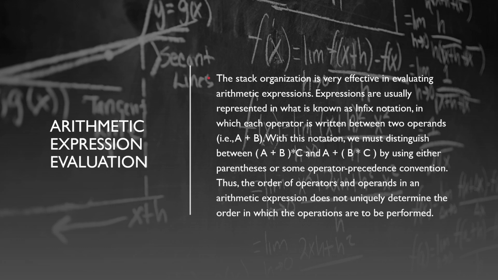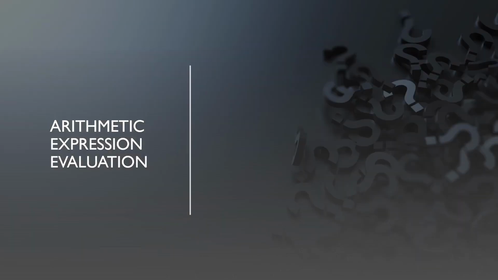With this notation, we must distinguish between a plus b multiplied by c and a plus b multiplied by c by using either parentheses or some operator precedence convention. Thus, the order of operators and operands in an arithmetic expression does not uniquely determine the order in which the operations are to be performed.